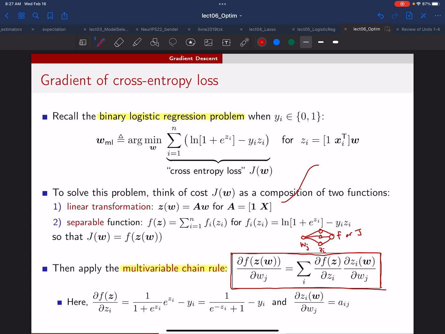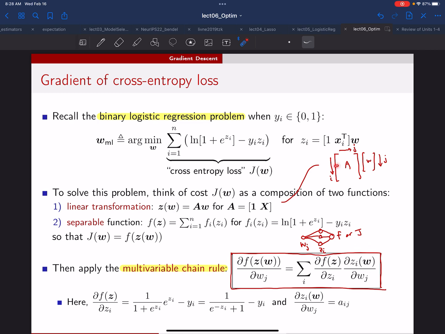picture out of this. So we have a matrix A, we have a vector W, and we have an index down the rows of A will be I, the index across the columns of A, and down the rows of W will be J. And so now we're asking the question, what is the derivative of the ith Z with respect to the jth W?